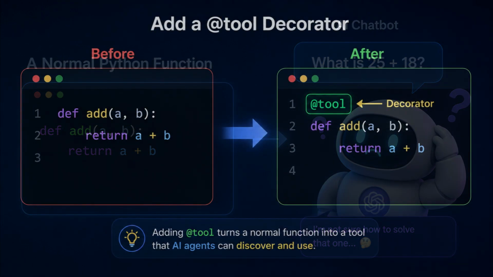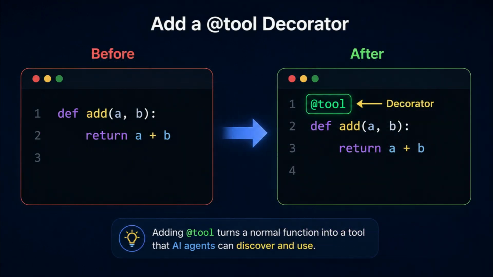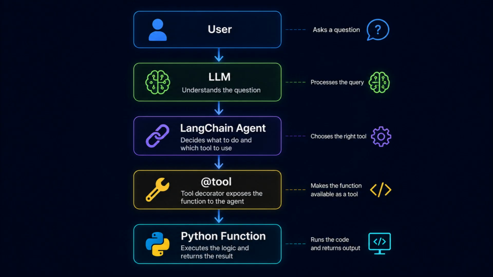This is where @tool comes in. The @tool decorator, commonly used in frameworks like LangChain, tells the framework that this function can be called by the AI agent. Notice that the function itself doesn't change. You're simply marking it as a tool. Everything happens inside the same Python application. The agent directly calls the function without leaving the process.